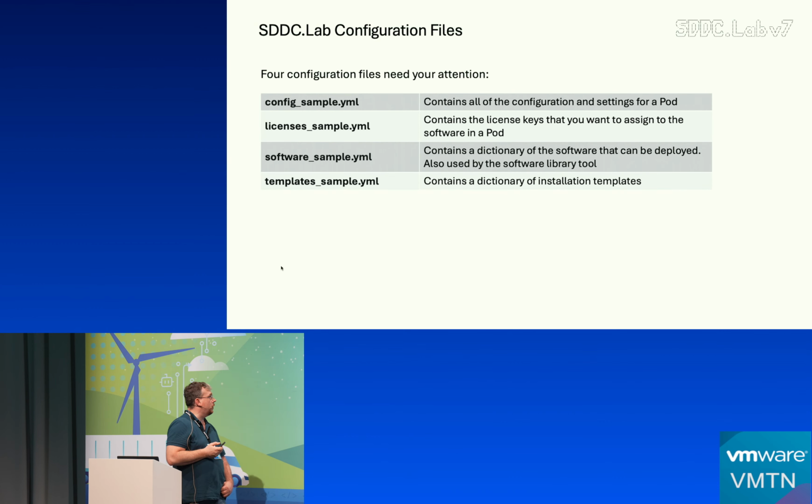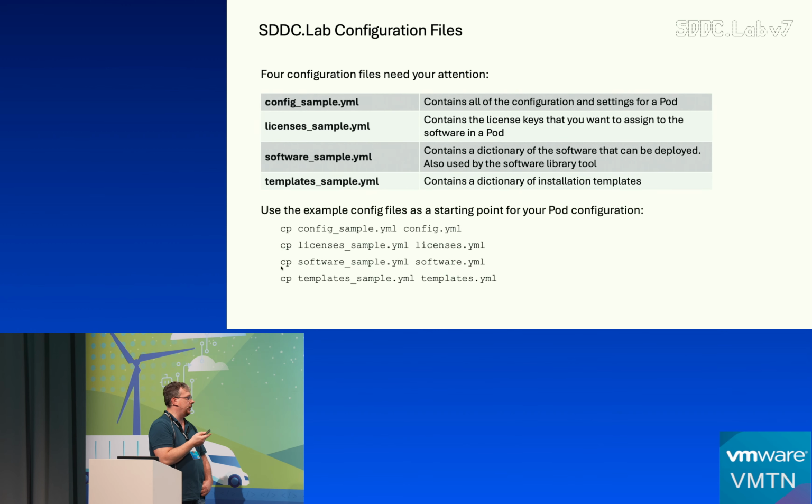All right, so when it comes to configuring the pod, we have a couple of configuration files that you should be aware of. Those are listed here, four of them. The most important one is actually the config sample YAML. We have a licensing sample YAML, a software sample YAML, and a template sample YAML. These are in the repository at GitHub. So when you clone the GitHub repository, you will get those files. You can use them as a baseline for when you start deploying your first pod. You just copy those sample files. They need to be called like that, except for config. And then you can start making your modifications.